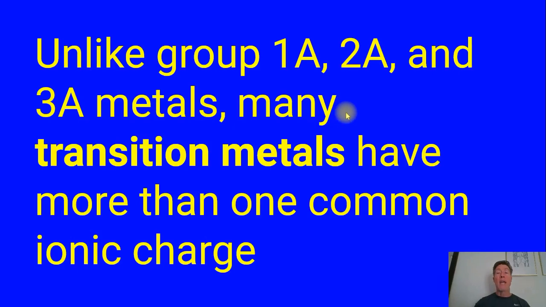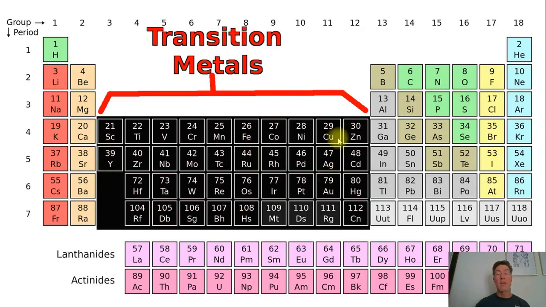Now, unlike groups 1A, 2A, and 3A, many transition metals have more than one common ionic charge. Remember, the transition metals are these metals in the middle. So this is 1A, 2A, 3A. So these are the A's, skipping over this group here, and these are the B's. And these transition metals form positively charged cations, as you expect, but many of them form more than one form, and so we have to keep track of that. Copper, for example, forms copper 1 and copper 2. Iron forms iron 2 and iron 3.